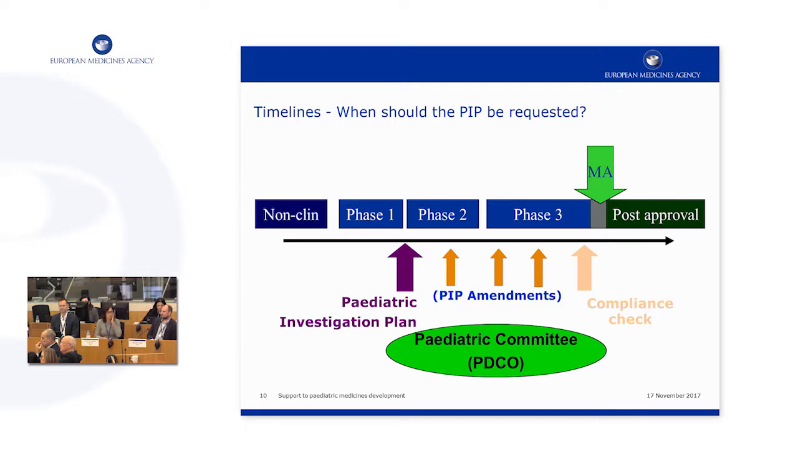Now let's look at timelines. Here you have a standard development timeline where you see all the different phases of a study till marketing authorization and approval. So when should we submit a PAP? As you see in the purple arrow, a PAP or a waiver application should be submitted no later than upon completion of PK studies in adults, so at the end of phase 1 or initiation of phase 2.